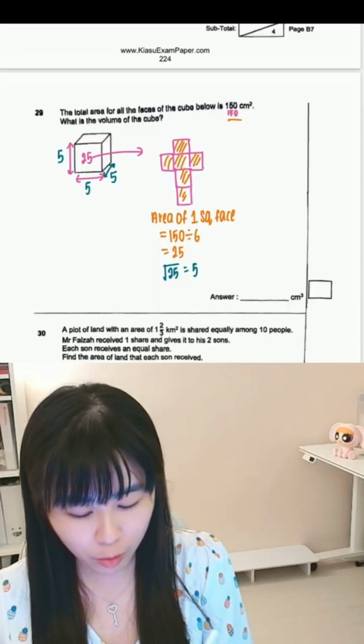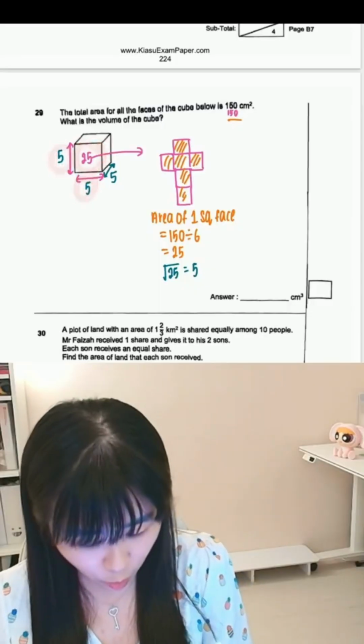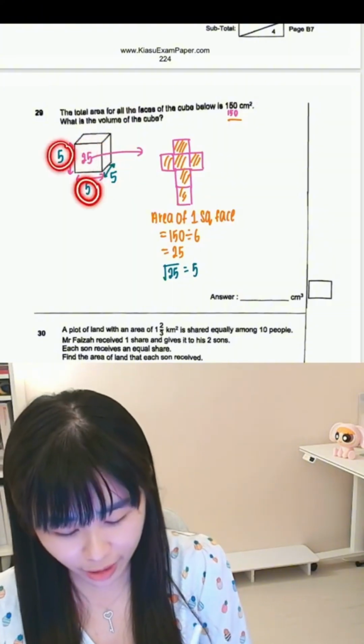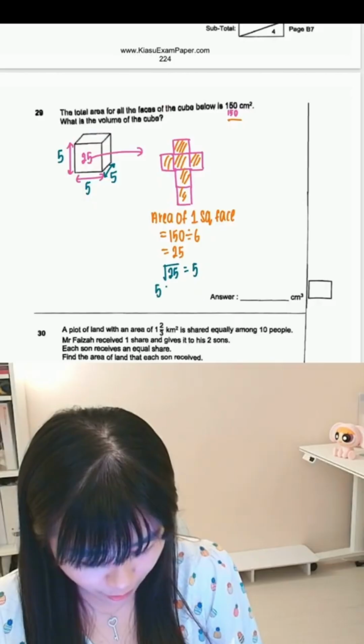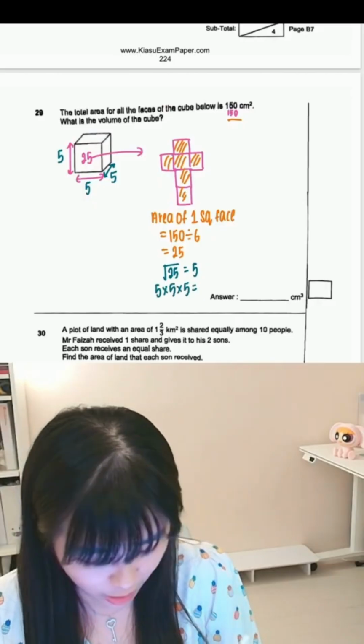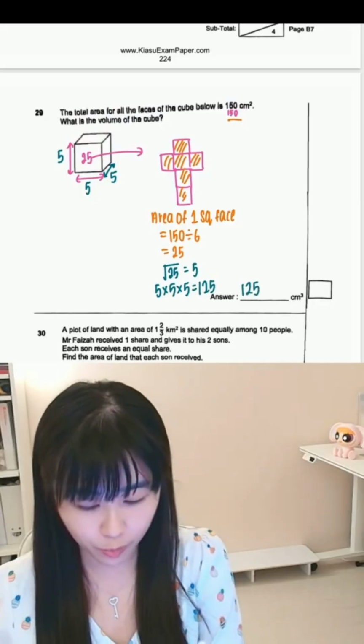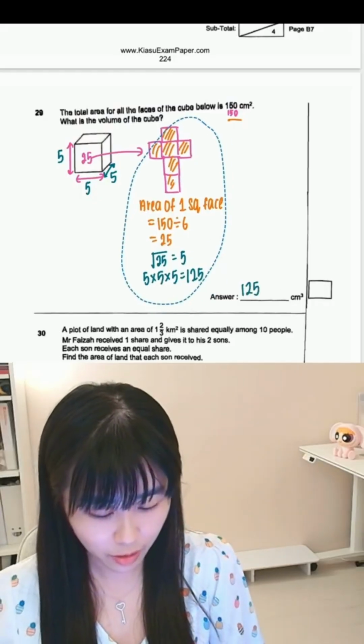If not, you know that 5 times 5 is already 25, then you just take 25 times 5. Then you get the answer. Or else you also do 5 times 5 times 5, also can, no problem. So if you do this correctly, no calculation error, it will be 125 cm cube. That's your answer. Okay?